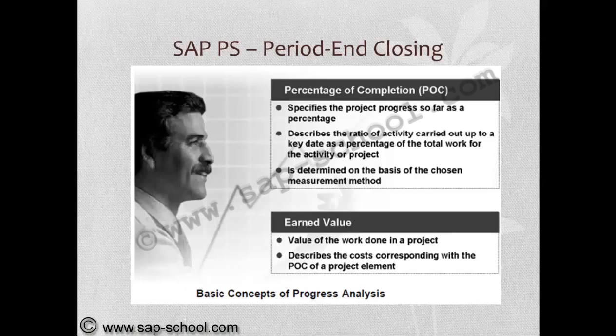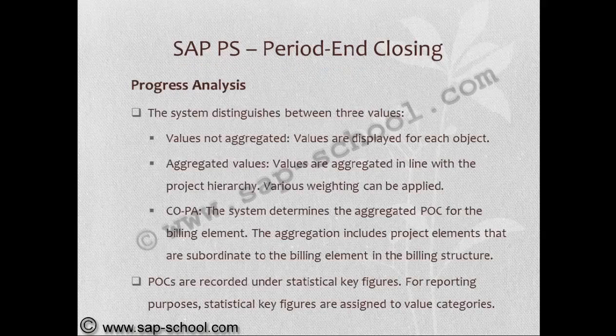Earned value. Earned value of the work done in the project describes the cost corresponding with the percentage of completion of a project element. The system distinguishes between three values. Values not aggregated, which are displayed for each object. Aggregated values are aggregated in line with the project hierarchy, whereas various weighting can be applied.